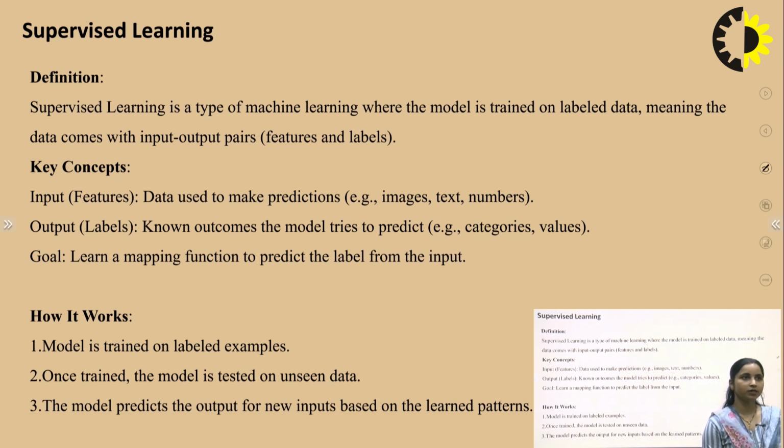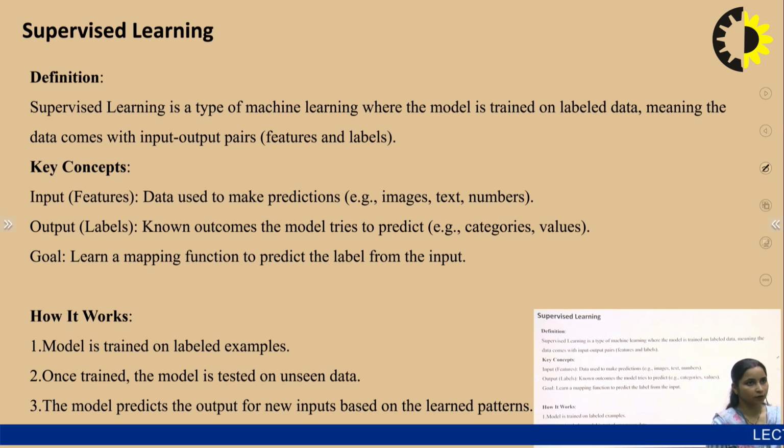What is the input? Input is the data used to make predictions. It may be in the form of images, text, or numbers. Output is what the model tries to predict. It will be in the form of categories or values. And the goal will be the mapping function with the training data and the testing data, that is, what the model is predicting, the labels. So these are the key concepts of supervised learning.